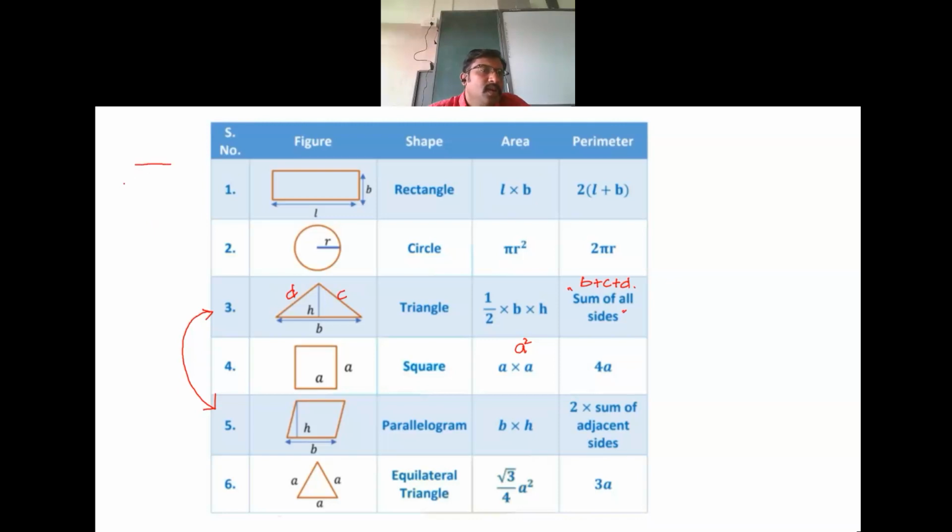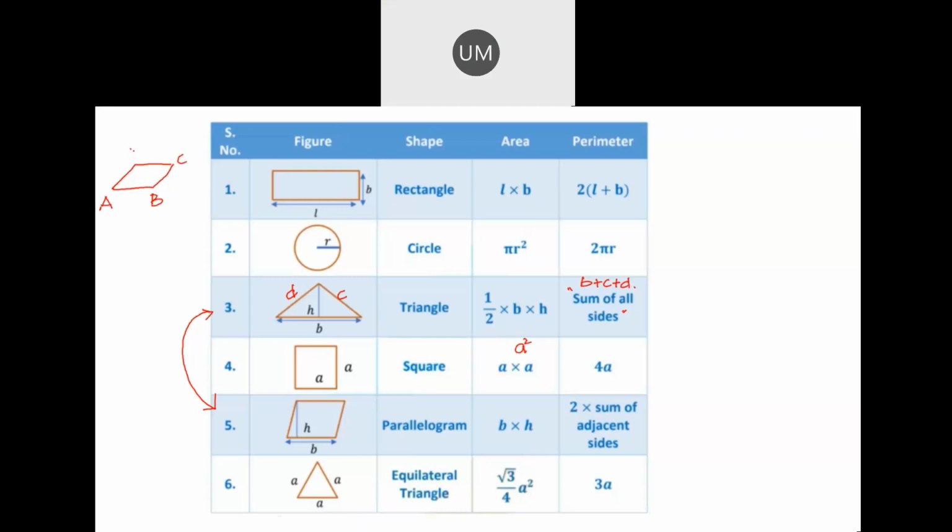I'll take you back to class 7. The area of a parallelogram is B into H and area of a triangle is half into B into H. Yes, sir. So the area of a parallelogram is 2 times the area of a triangle. Area of triangle is exactly half of the area of parallelogram.